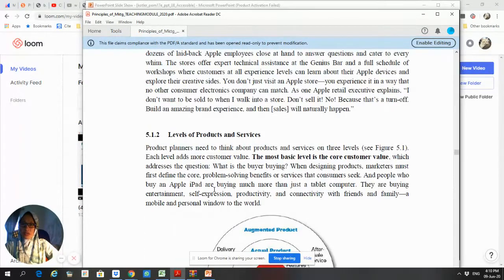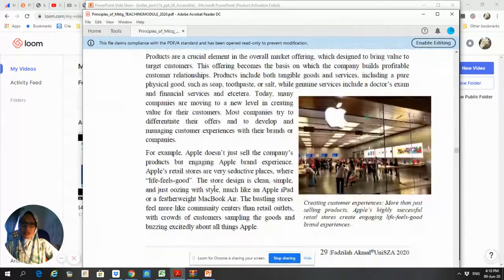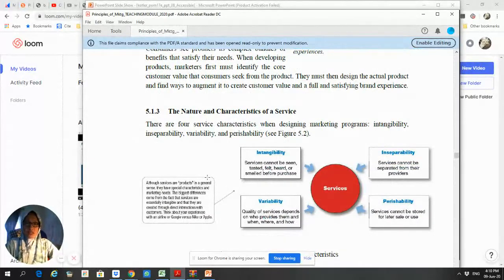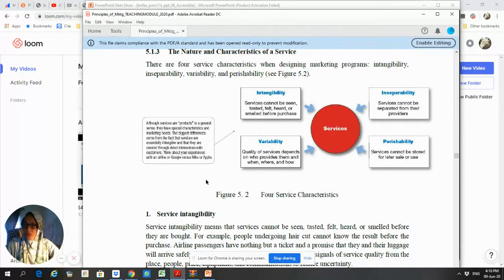And then I will give you a recall on the nature and characteristics of service. So services, as you said, are intangible, okay? They actually have four characteristics of service: intangibility, inseparability, variability, and perishability, okay? Intangibility, we cannot see, we cannot touch, we cannot smell, we cannot taste before purchase.